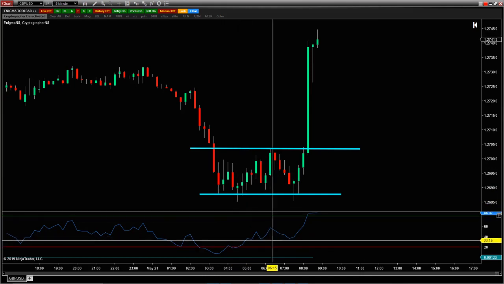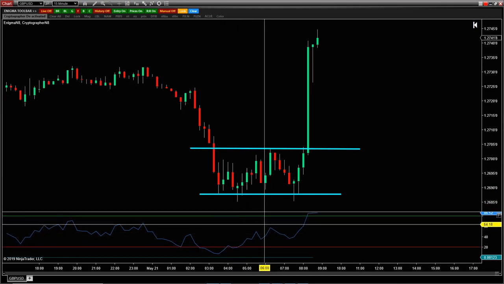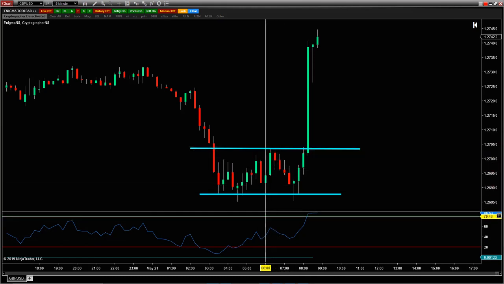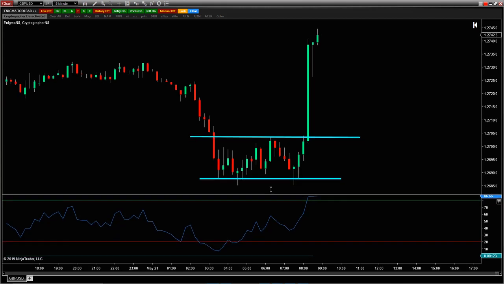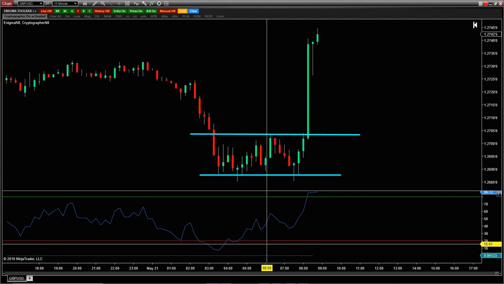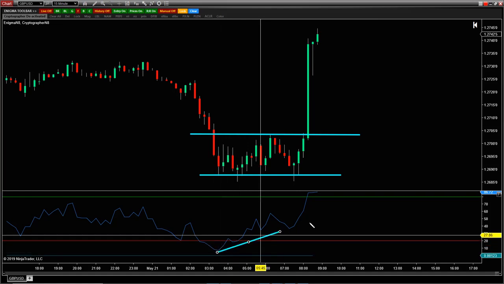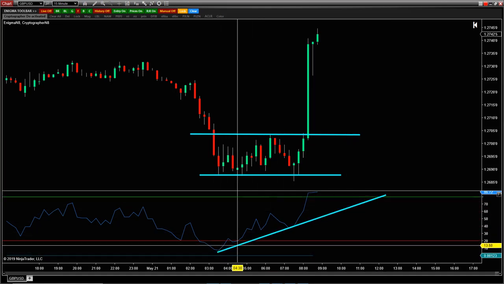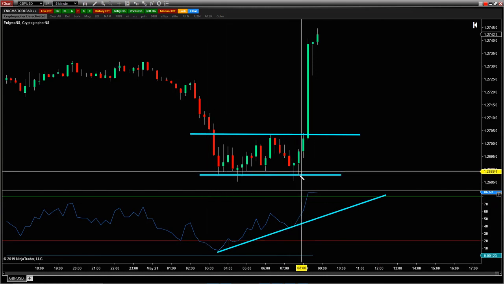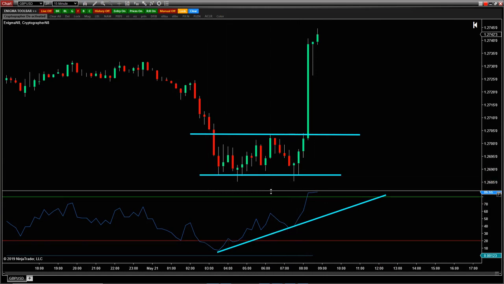I wouldn't necessarily see this as a double bottom, more of a sideways channel, but you can certainly make the case for it. One, divergence I think is a big one, right? Price or RSI, up, up, up, up, up. Price action, sideways, sideways, sideways. So bullish divergence here. That's a key one.